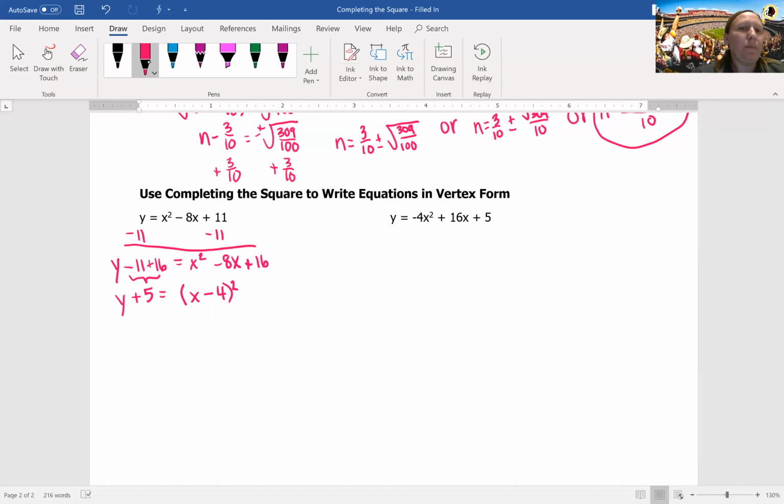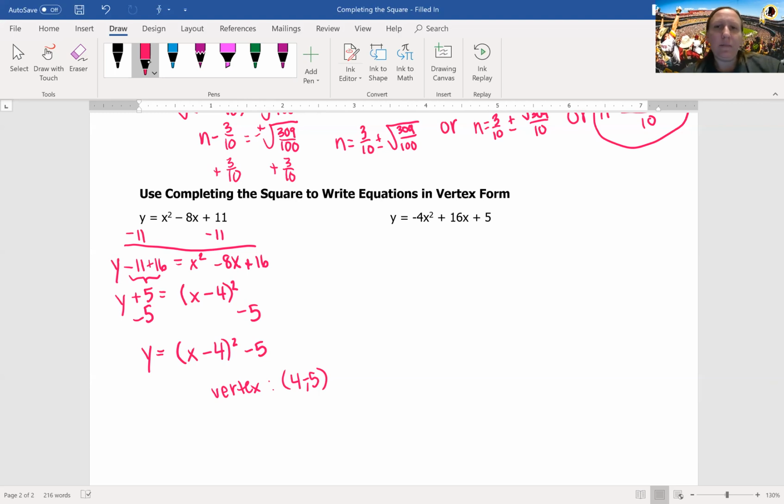And now final step, we really want y equals. So we're going to move this number back over. And we get y equals x minus 4 squared minus 5. And now it's in vertex form, which would tell us that the vertex is 4, -5. Axis of symmetry would be x equals 4. So you can go from there.